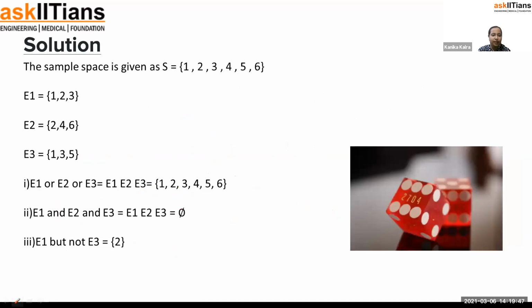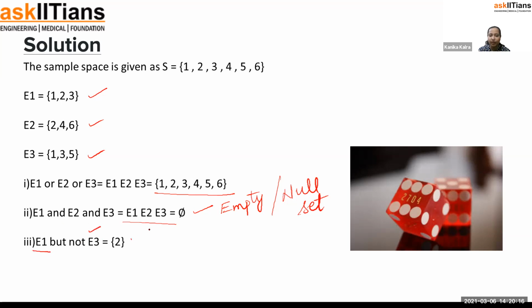So as we discussed, they have made the sample space. Now E1 or E2 or E3, they have joined them simply. E1, E2, and E3 have nothing in common, so it's an empty set, or we call it a null set. E1 but not E3: from all the elements of E1, you subtract the elements of E3, so you get 2.